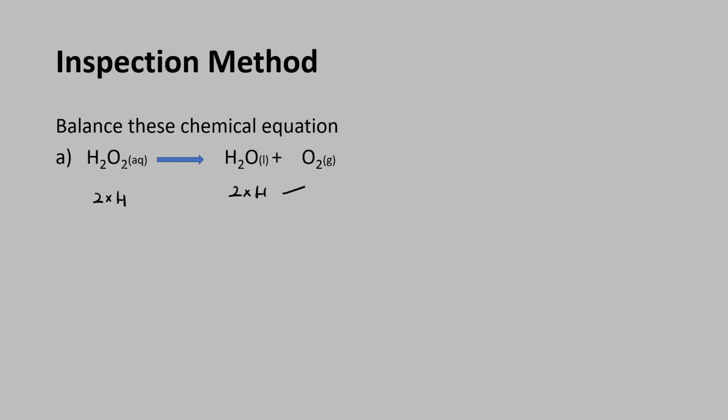Alright. So now let's look at oxygen. On the left side we have 2 oxygens. On the right side we have 1 from here, so 1 plus 2, so we have 3 oxygens. Oh my god. So what do we do?